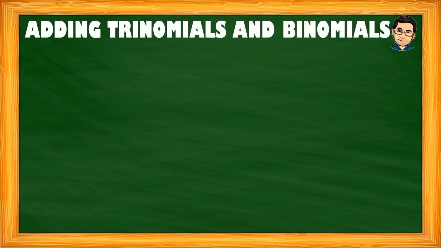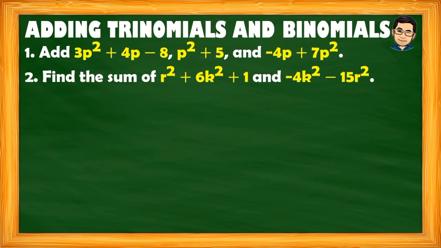So, let's now move on to adding trinomials and binomials. So, number 1, add 3p squared plus 4p minus 8, p squared plus 5, and negative 4p plus 7p squared. So, sulat lang natin yung given natin for number 1. 3p squared plus 4p minus 8. So, again, i-align natin yung mga terms na magkakamukha sa isang column. So, our next given, p squared plus 5. So, itatapat natin yung p squared under 3p squared.